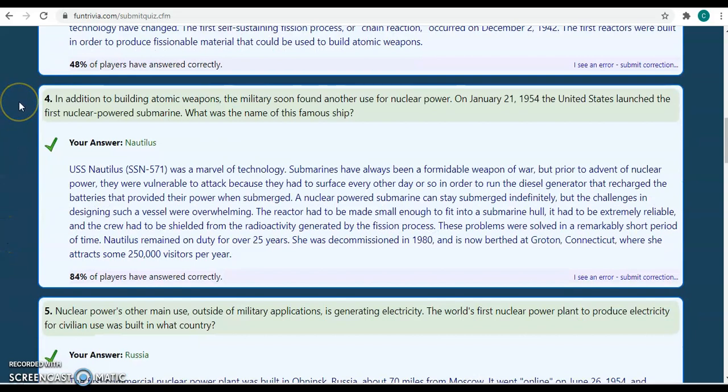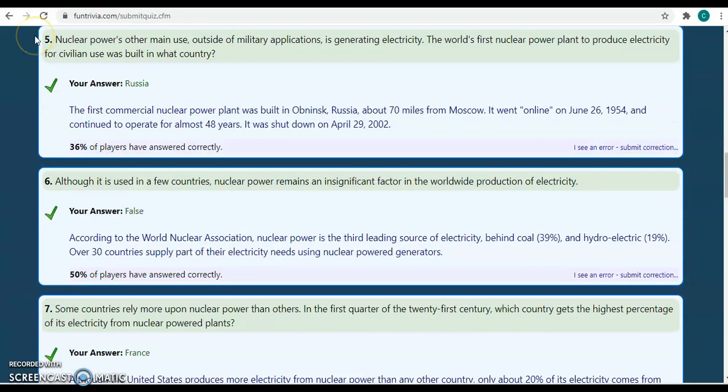In addition to building atomic weapons, the military soon found another use for nuclear power. And on January 21st, 1954, the United States launched the first nuclear-powered submarine. What was the name of this famous ship? Okay, and the answer to that one was the Nautilus. And that's there with a good bit of information about that if you're interested in how it's used in submarines. But what we're focusing on in science is the use of nuclear power in generating electricity.